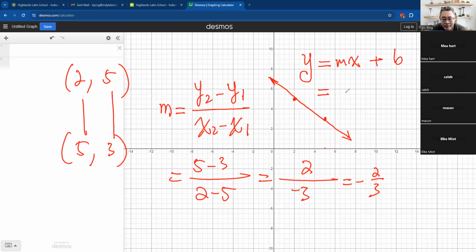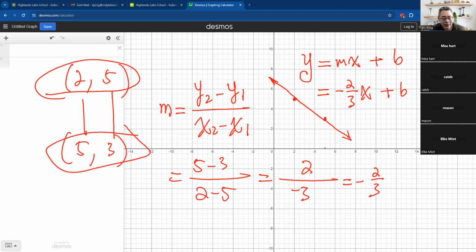Now, we have the function based on this. Then we can have negative 2 over 3 x plus b. Now we still need to find b. How do we do that? Well, to find b, we just plug in either this point or that point because they are part of the line. So if we plug in this point, when x is 2, y is 5. So x is 2, negative 2 over 3 times 2 plus b, and that equals negative 4 over 3 plus b. Then we can rewrite this as b minus 4 over 3 equal to 5.